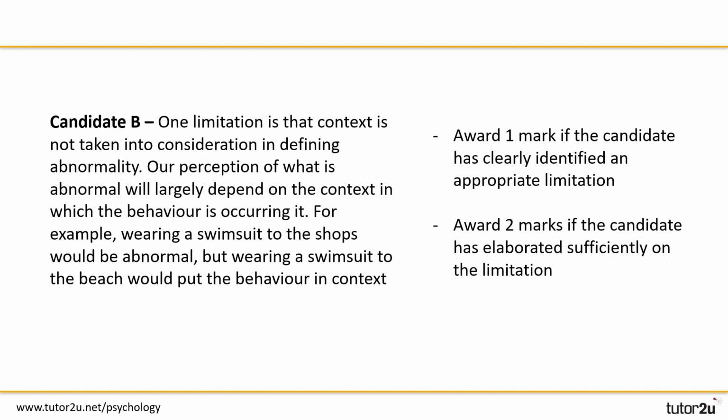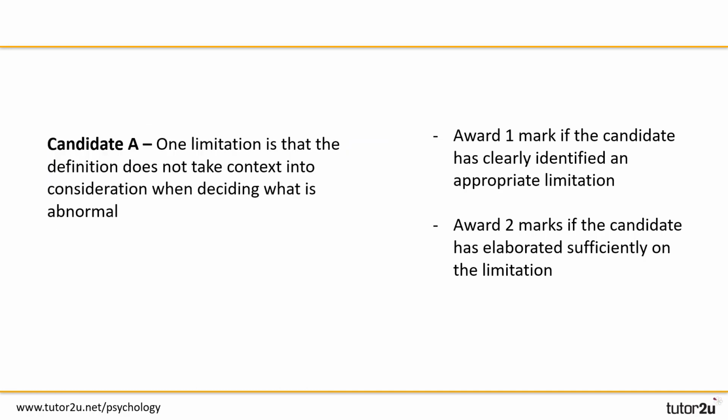Candidate B, we'll start with candidate B this time, would be awarded 3 out of 3. Firstly, the limitation is clearly stated, as you can see highlighted on the screen, and the rest of the answer that follows is all elaboration, it's all accurate, and it's all relevant as well. So an easy 3 out of 3 for candidate B. Candidate A would earn just 1 mark, and that's for the identification of a limitation. However, the 2 remaining marks are missed because this candidate has missed the opportunity to elaborate on the limitation.